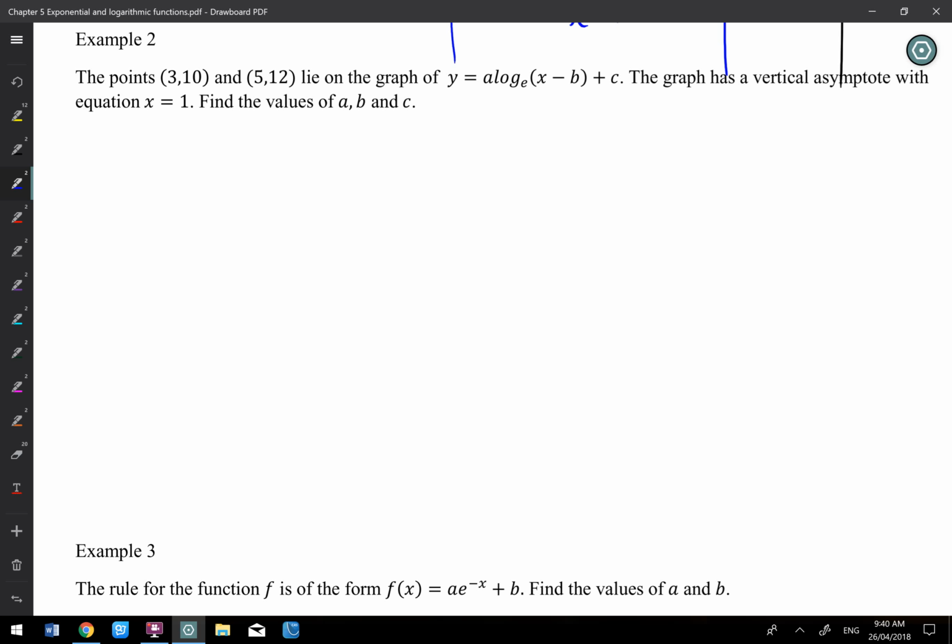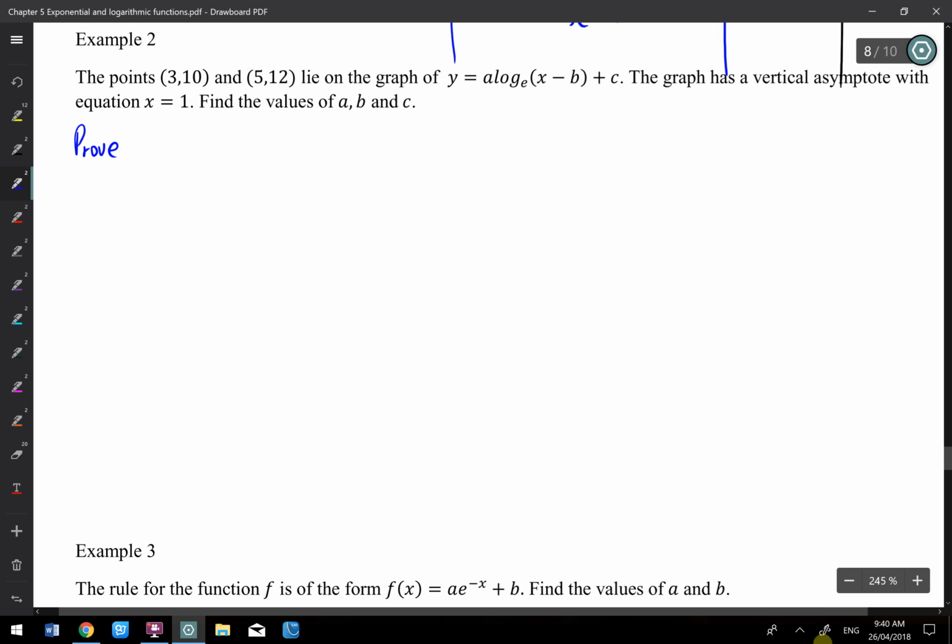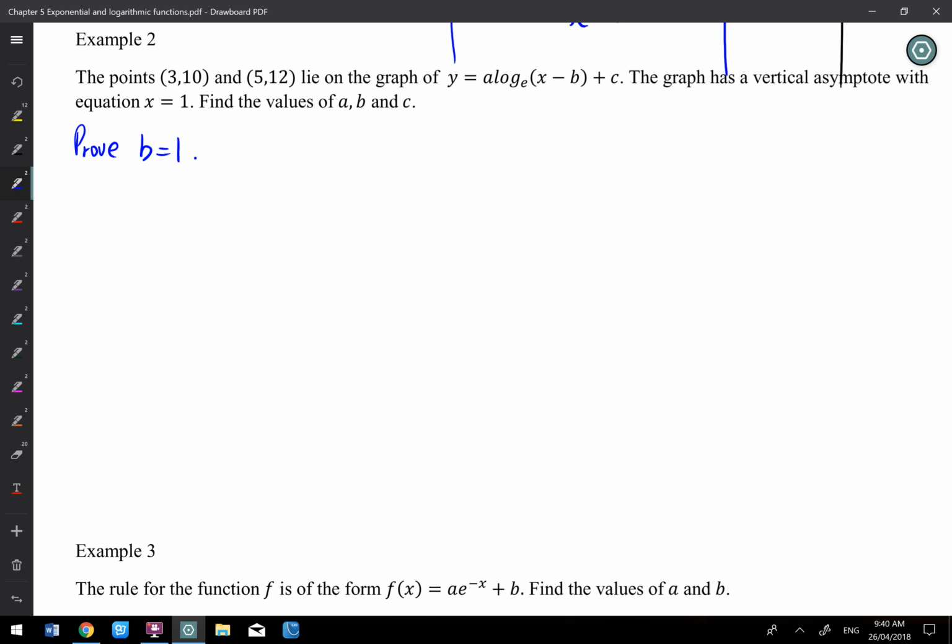But if I change the question a little bit and say prove b equals 1, what should you do? You can't just answer directly that b equals 1. I believe everyone can find b equals 1 according to the vertical asymptote. But if I change the question to prove, prove means you need to write all the steps to find b equals 1. So what should we do? Any ideas?